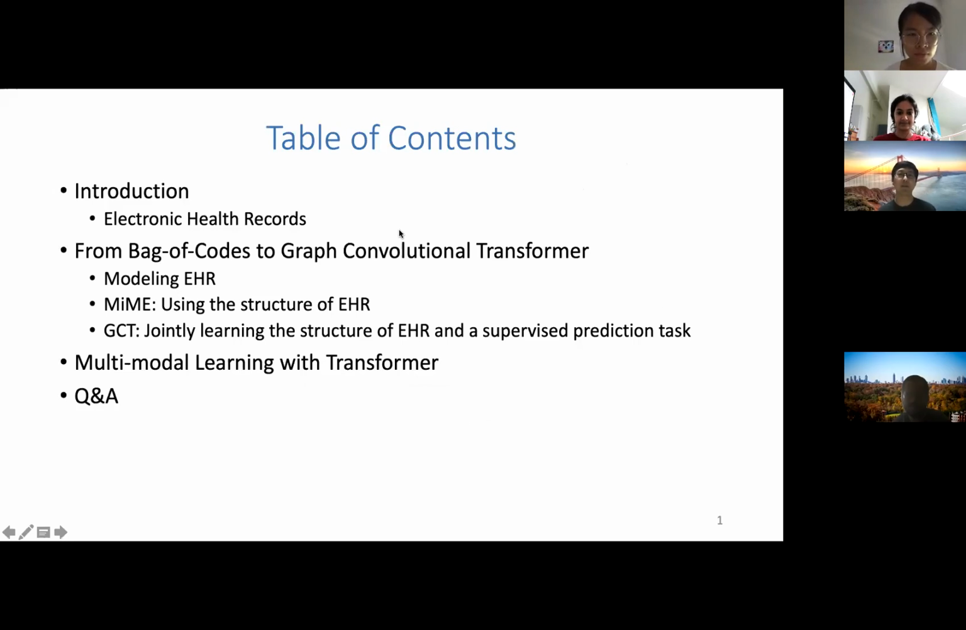This is the table of contents. We will very briefly talk about what EHR is, since I'm assuming that everybody's already familiar with it. Then we'll take a journey from simple EHR modeling to using the structure of EHR, then actually learning the structure of EHR, which will be the focus of the talk. If time allows, hopefully I can introduce some of the most recent work that I'm doing with my students, which is multimodal learning with transformer-based architecture. And if there are questions, I'll answer them.